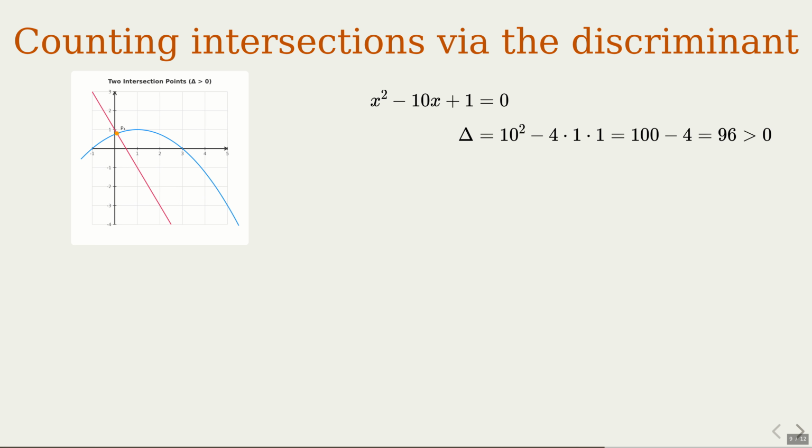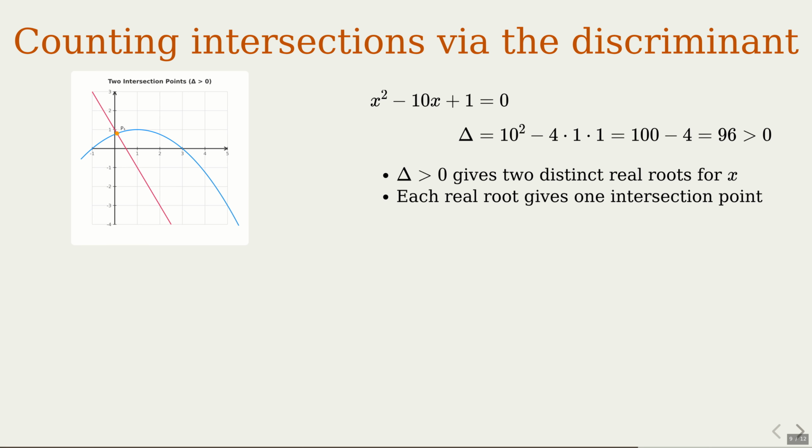For the quadratic x² − 10x + 1, the discriminant is 10² − 4 times 1, which is 96, a positive number. A positive discriminant means the quadratic has two distinct real roots for x. So each x value from that quadratic corresponds to one point where the line and rotated parabola cross. Therefore, the rotated parabola and the line meet in exactly two distinct real points. Nice. We did not even need the exact coordinates of the points, just the discriminant to count them.